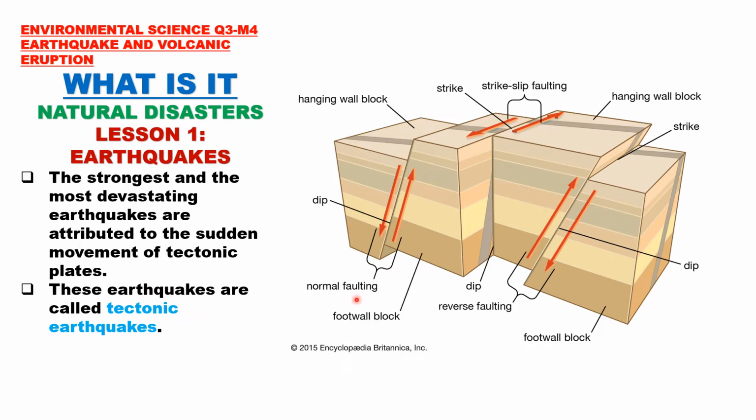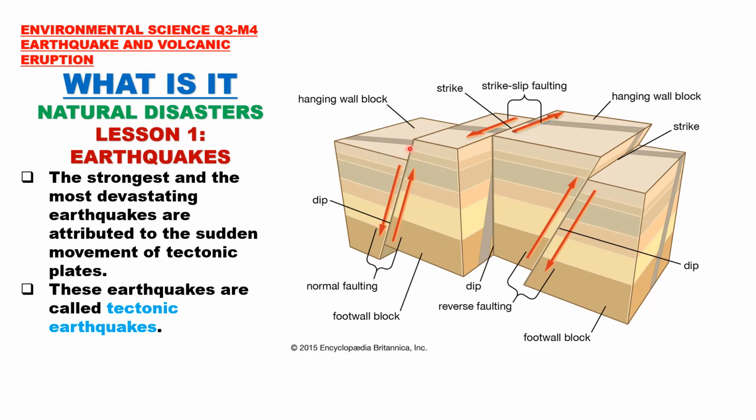Let us first start with normal faulting. So a normal fault happens when a block above the fault, this one, has moved downward relative to the block below. So ito yung normal na level ng ground or ng lupa. Tapos, nung after na magkaroon ng movement of tectonic plates, one part of the ground falls downward. So, this is called a normal fault.